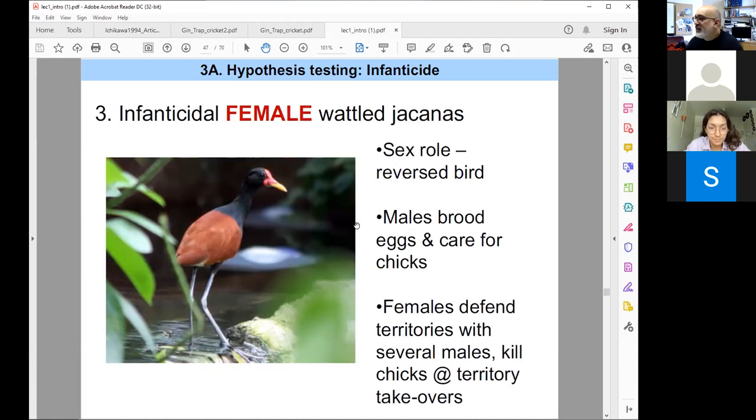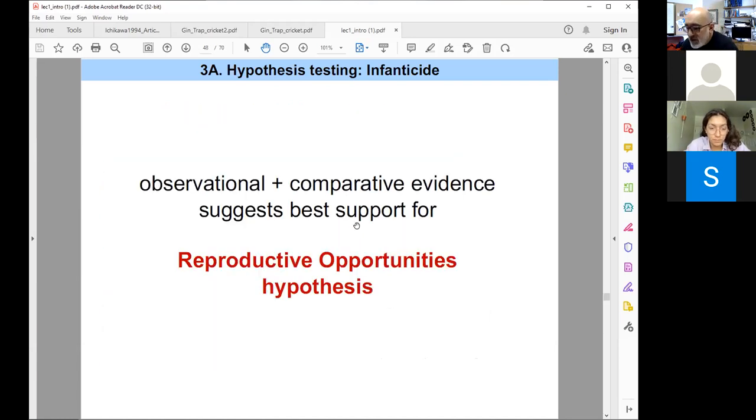Okay, so that gives you a sense that there is broad support in many of these groups related to infanticide, whether it's male or female induced infanticide, but there is support for what is called the reproductive opportunities hypothesis. And in these kinds of examples, infanticide is an adaptive behavior that enhances the reproductive output and the fitness, the Darwinian fitness, we could say, of the individuals that are performing that behavior.